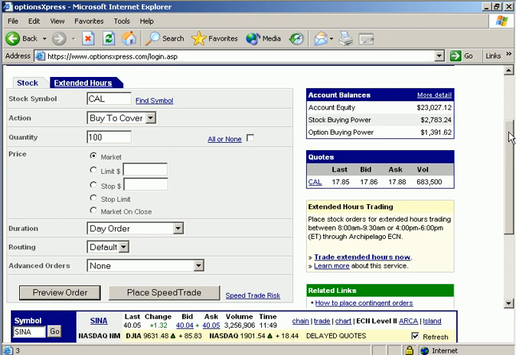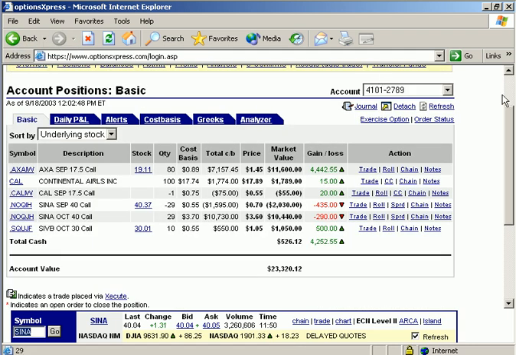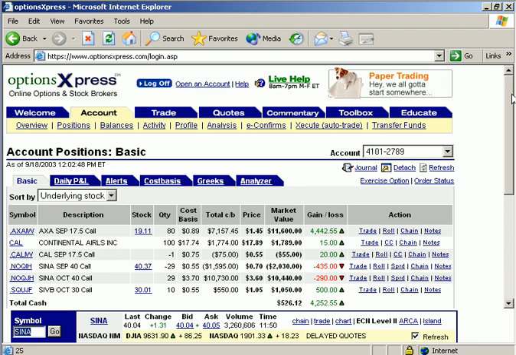Just that simple, okay? So that concludes the calendar spread lab here. And before you can do an actual calendar spread trade, you need to be at trading level, at least trade level 3.